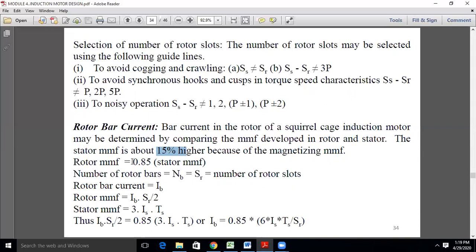So the rotor MMF is 0.85 of the stator MMF. The number of rotor bars NB is equal to SR, the number of rotor slots, and the rotor bar current is IB, so the rotor MMF is IB SR divided by 2. The stator MMF is 3 IS TS. Thus IB SR by 2 equals 0.85 into 3 IS TS, or IB is given by 0.85 into 3 IS TS divided by SR. This is the formula for rotor bar current IB.